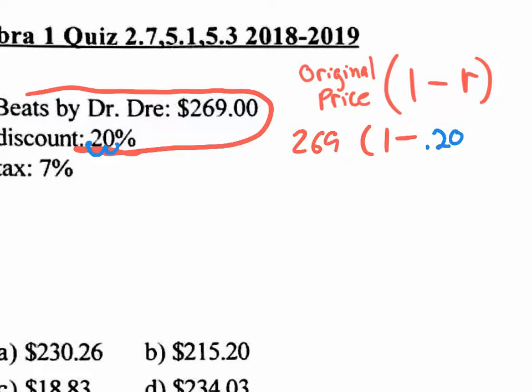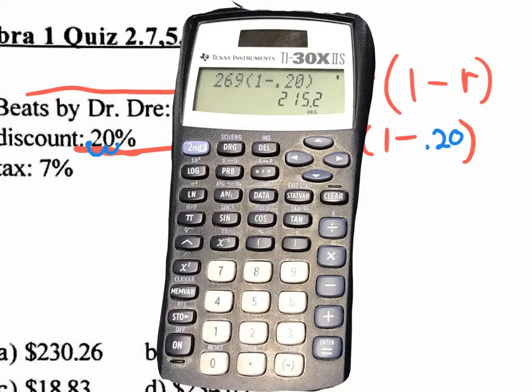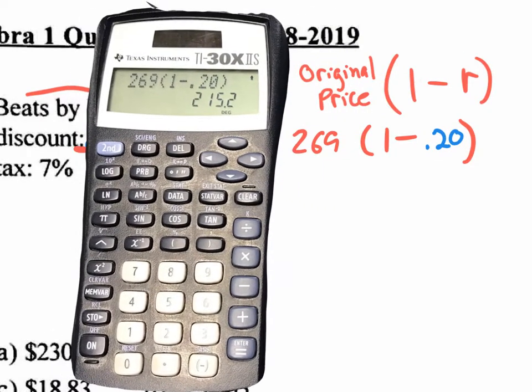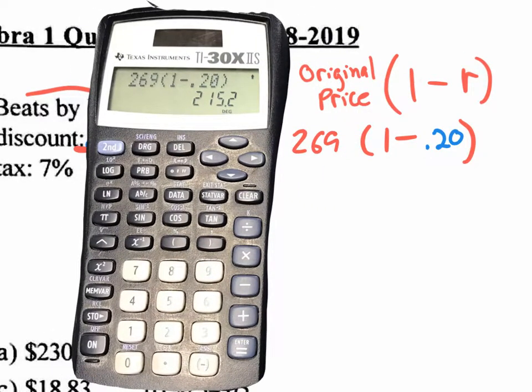Let's close the parenthesis, and then let's use a calculator. As you can see, if you type it in exactly the way it looks, you type in 269, open up some parentheses, type in the 1 minus 0.20, close parenthesis, hit equal, and it'll give you the answer, 215.2. So 215.2 is a new price. There's a new discounted price, and that's a new sale price.